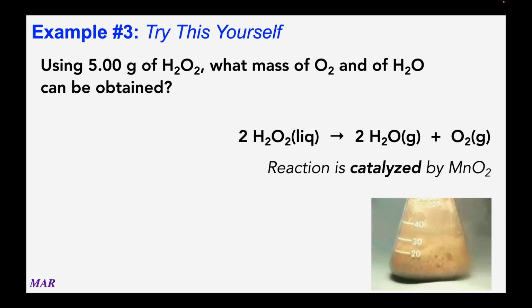The hydrogen peroxide is oxidized and reduced at the same time. It undergoes a disproportionation reaction. The manganese dioxide serves only as a catalyst and is not consumed in the reaction.